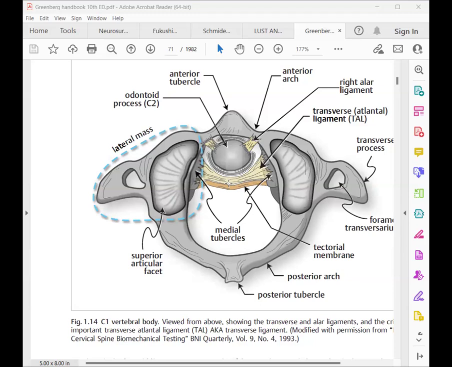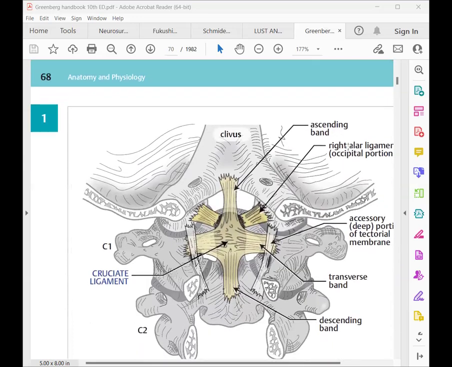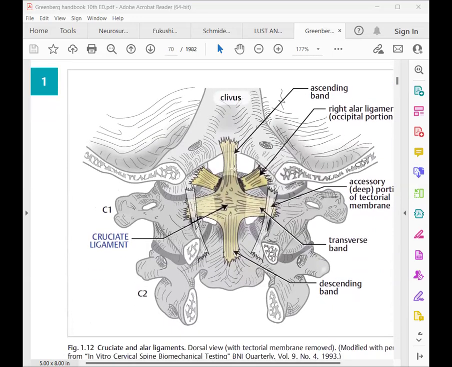Now the next one is the atlanto-alar portion of the alar ligaments and the descending cruciate. In the picture you can see in 1.12, if you go back to 1.12, this is the cruciate ligament. It is showing the ascending band, the descending band, and the transverse band. So the cruciate ligament has an ascending band connecting up to the clivus and the foramen magnum. Then there is one descending, which is going below. And this is the transverse one, which is basically the TAL. So these are the most important ligaments.